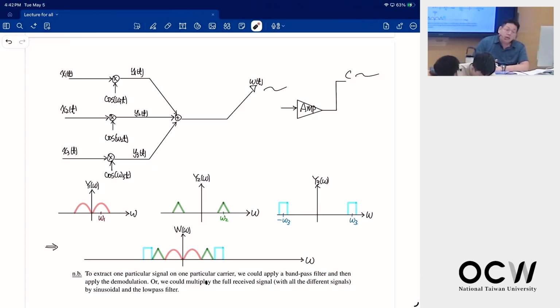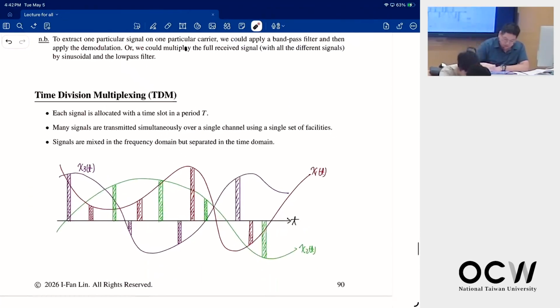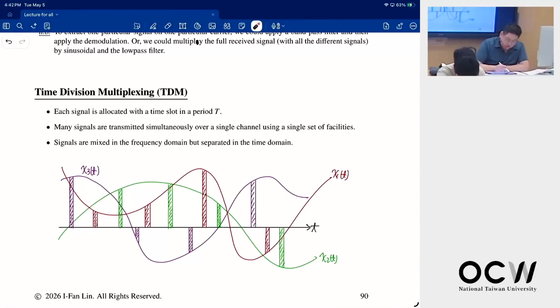Right. The other one is, rather than the frequency division, can I do time division multiplexing? Okay, just think in reverse: maybe in frequency domain it is a mess, but in time domain I can get the signal here. So each signal is allocated a time slot in a period T, and many signals are transmitted at the same time, and the signals are mixed in frequency domain, but I can separate them in time domain.